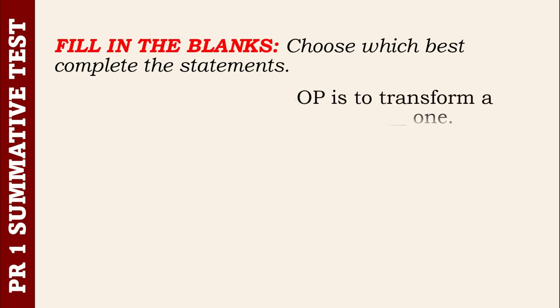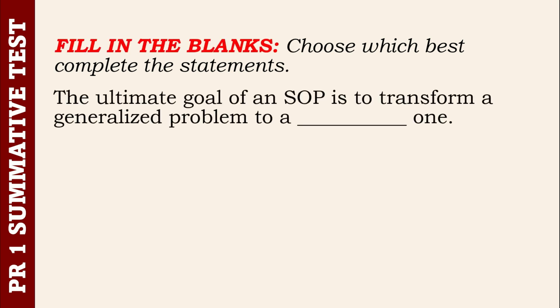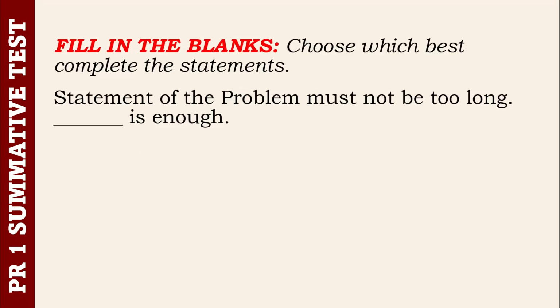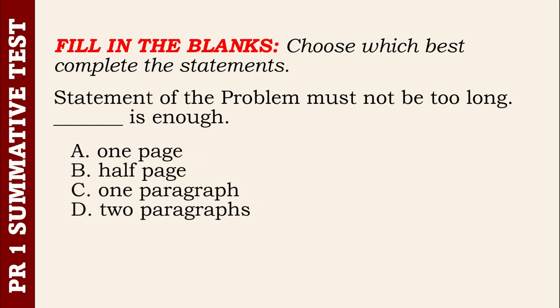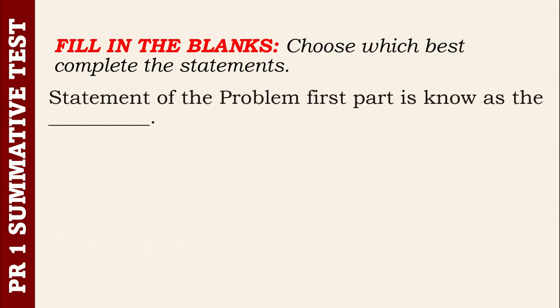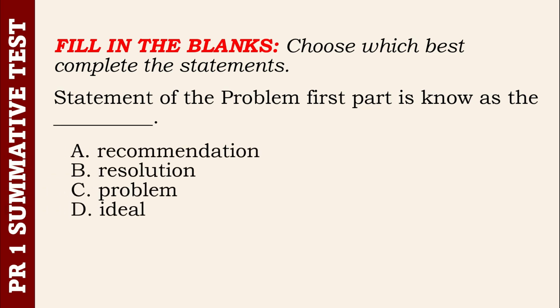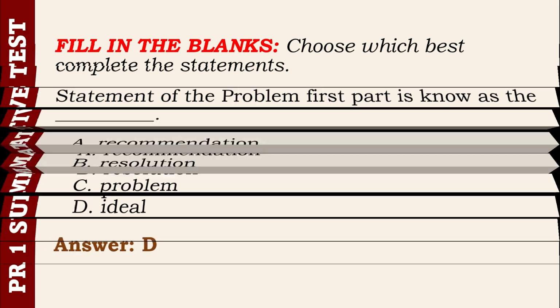Next, we have the ultimate goal of an SOP is to transform a generalized problem to a blank one. The answer is C, specific. Next, statement of the problem must not be too long. Blank is enough. 1 page, half page, 1 paragraph, or 2 paragraphs. The answer is A, 1 page. Next is statement of the problem. First part is known as the A, recommendation, B, resolution, C, problem, or D, ideal. Letter D, ideal.